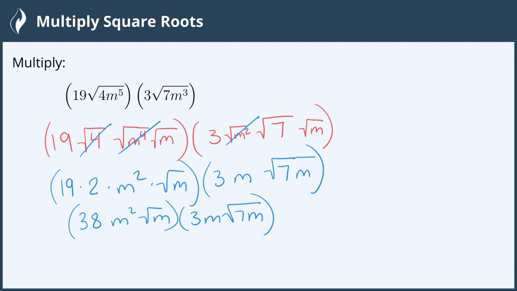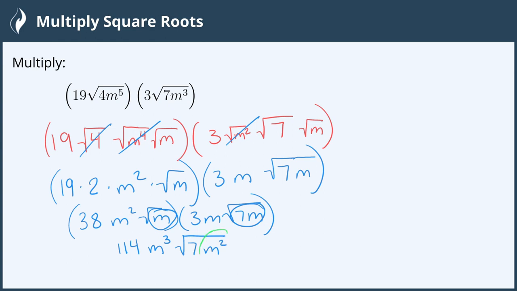We don't need to have like terms to multiply square roots. We just multiply them. So we can multiply 38 times 3, which gives us 114. And then we have m squared times m. That gives us 3 m's on the outside, so we get m cubed. And inside the radicals, we have m and 7m. That gives us 7 times m squared.